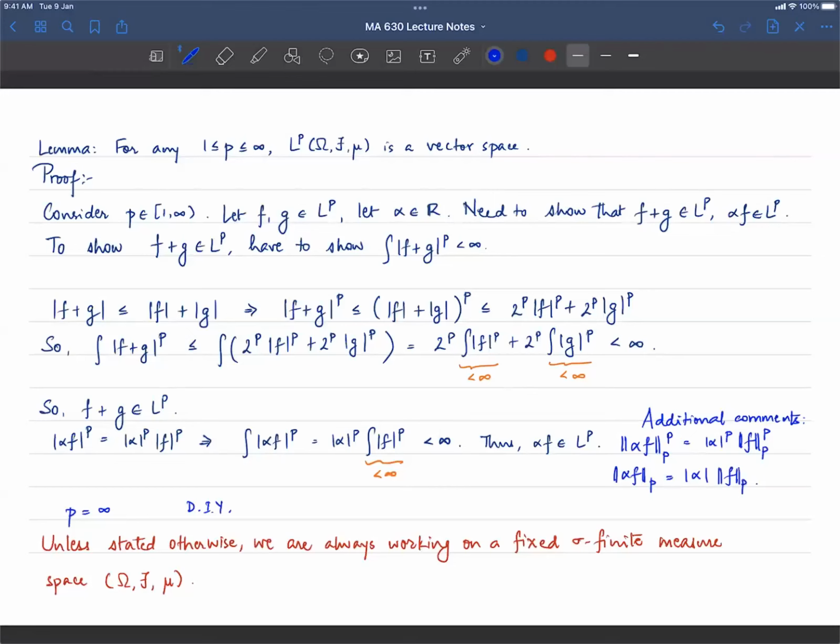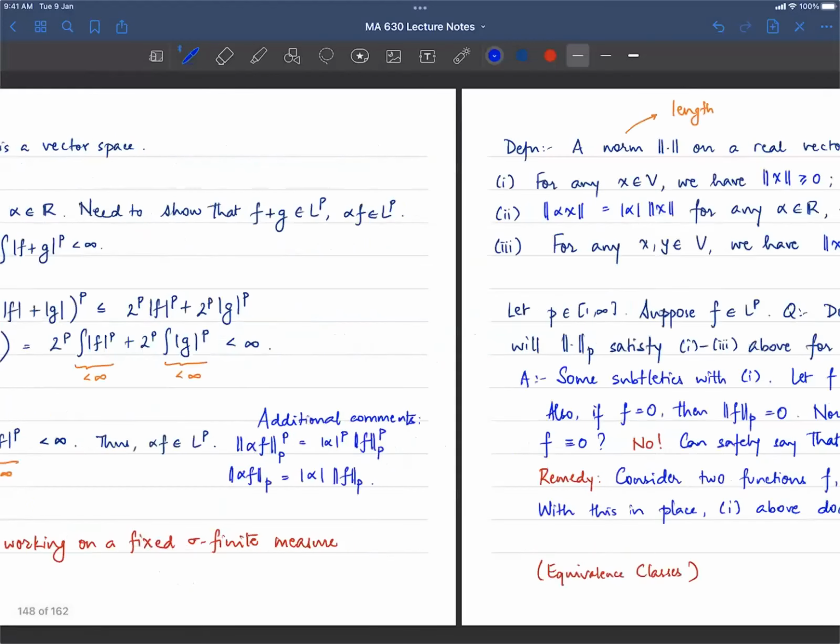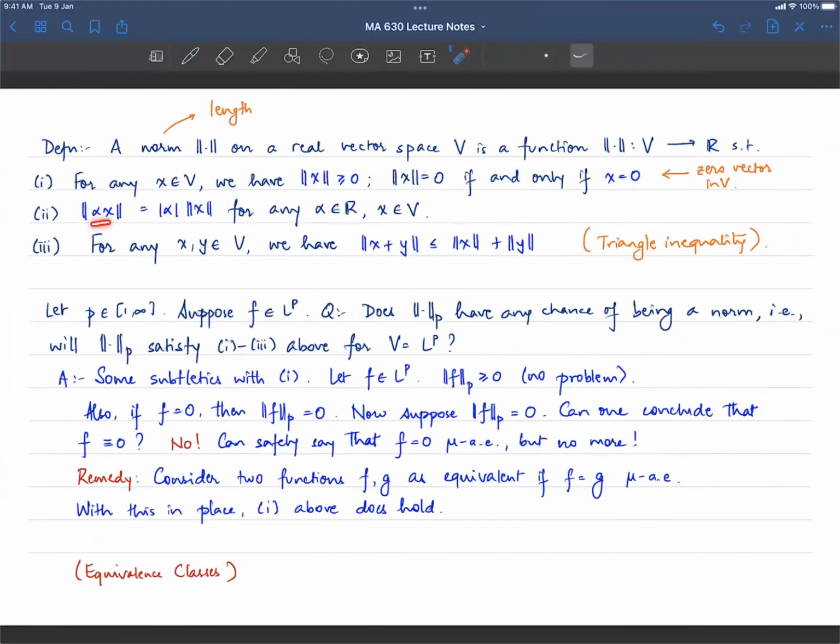times the p-norm of f. So basically, I'm just trying to say that in this lemma, you have already proved the second criterion for being a norm. Right? The second criterion for being a norm is if you multiply a vector by a scalar and then take the length, it should just be the absolute value of the scalar times the length of the vector. So far, so good.